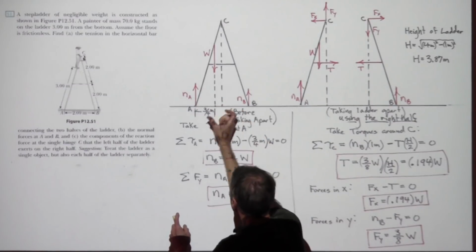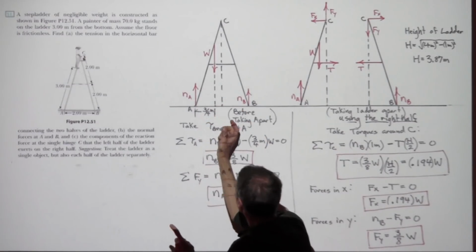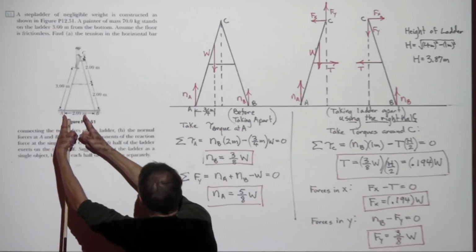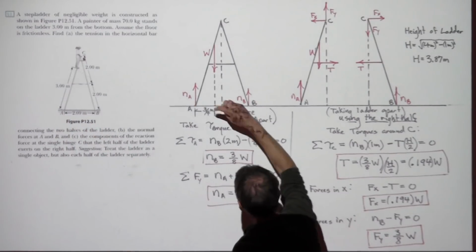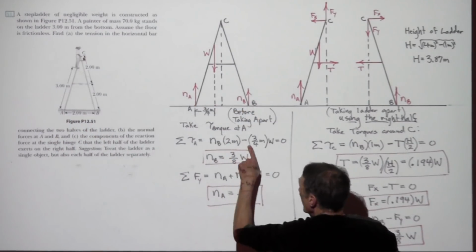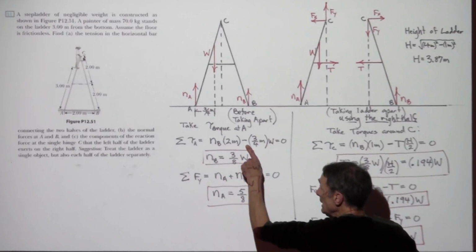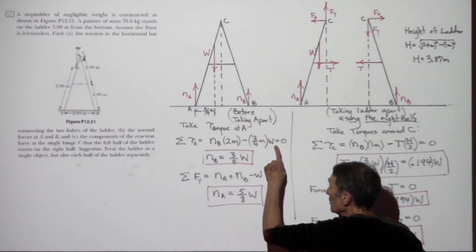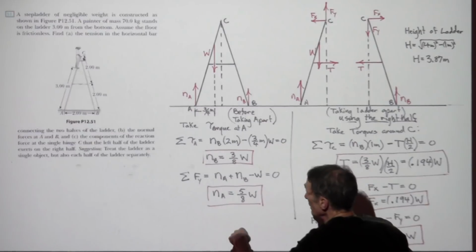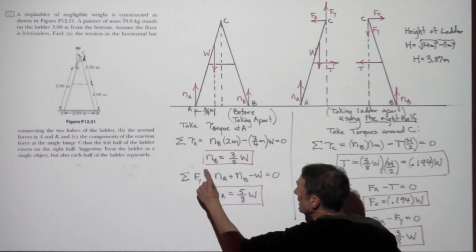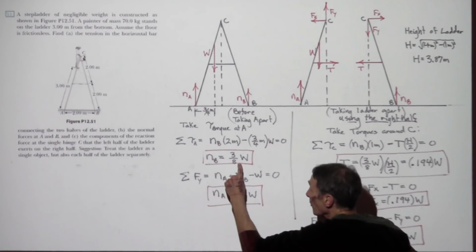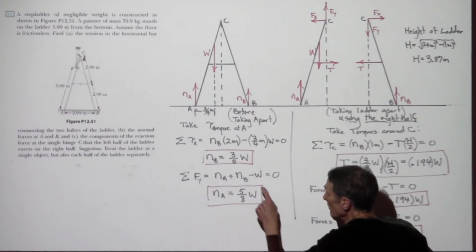You take that force times that distance. This was 2 meters, halfway is 1 meter. This is going to be 3/4 of a meter. So I can calculate that torque relatively easy. That's a minus 3/4 of a meter times W. Wants to rotate the other way.